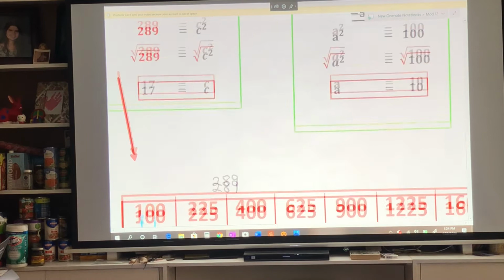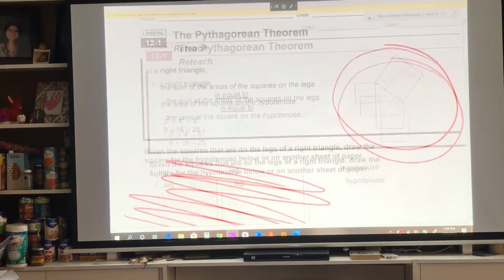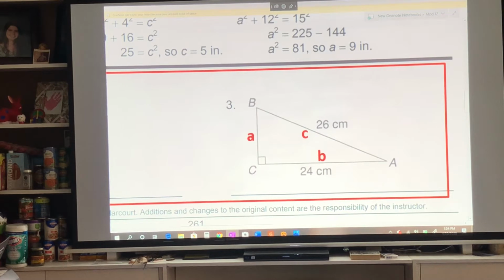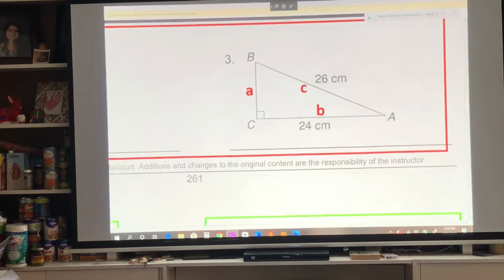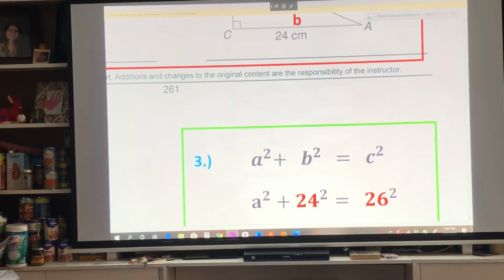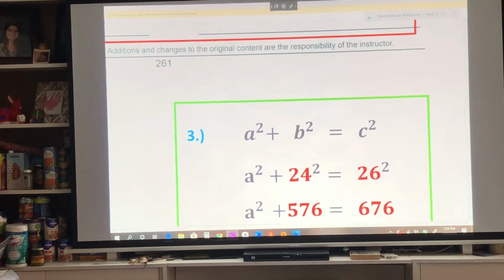Let's try number 3. Okay. They gave us B and C, and we need to find this one. We need to find A. Okay, plug in what you know and go from there. B is 24, C is 26. Square them. That's what the theorem tells us to do. So we're squaring 24 and we're squaring 26. Now you have an equation and you want to get A by itself.